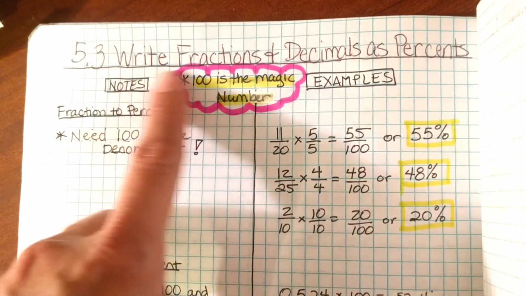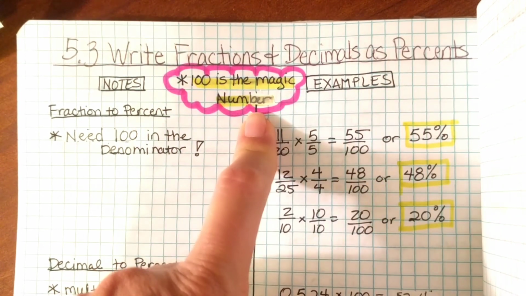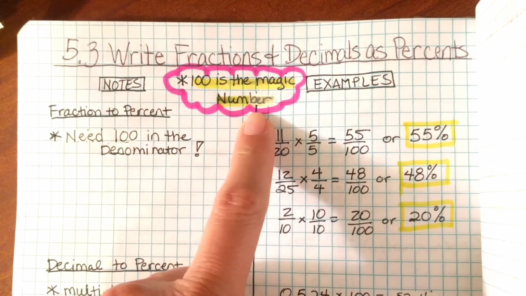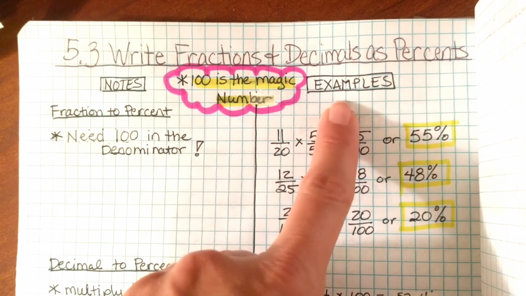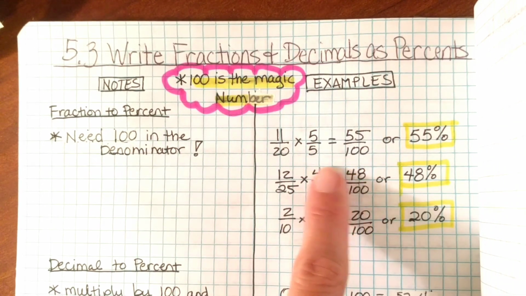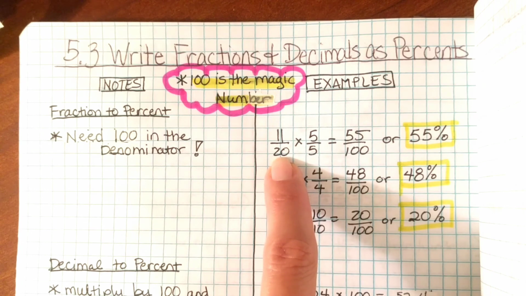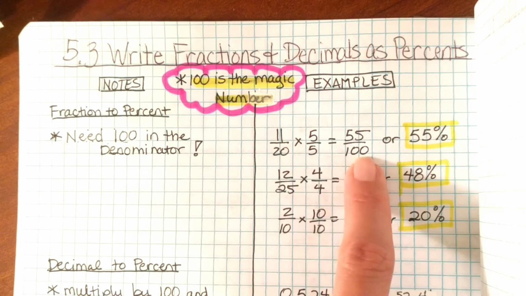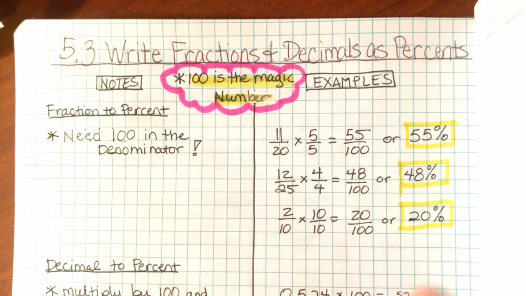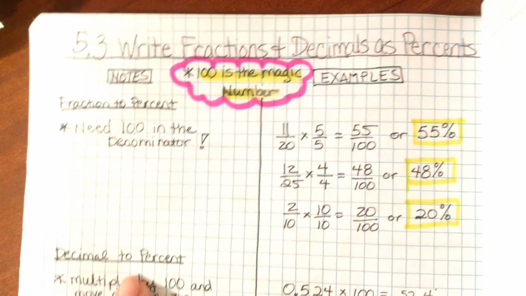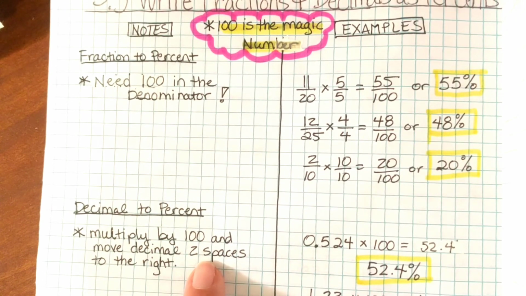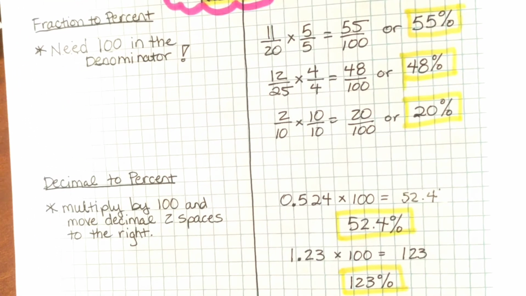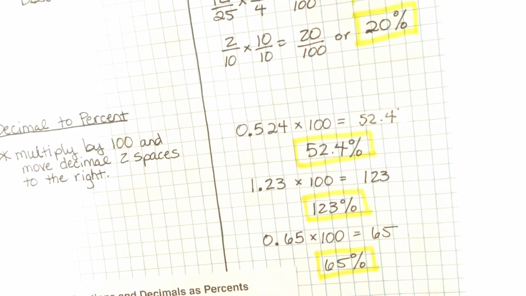All right, let's take a look at our notes. Writing fractions as decimals and percents. 100 is our magic number through the whole chapter. Notes, fraction to percent: we need 100 in the denominator. Here are some examples where we took a denominator, multiplied it by a factor that would take us up to 100, and then we can write it as a percent. For a decimal to a percent, we multiply by 100 and move the decimal 2 spaces to the right, and we have several examples of that as well. All right, get these notes in your notebook.